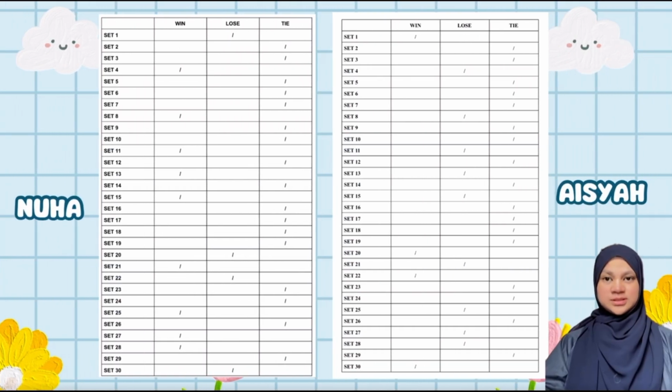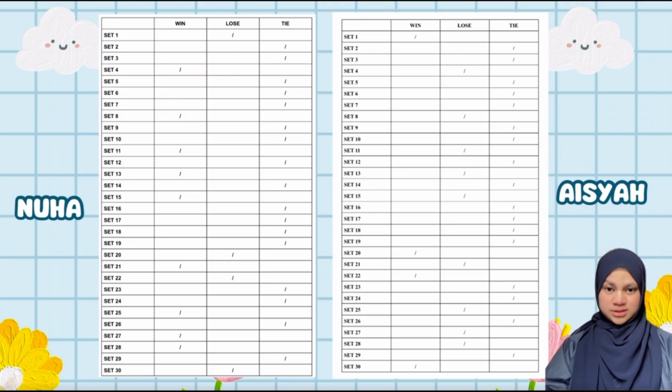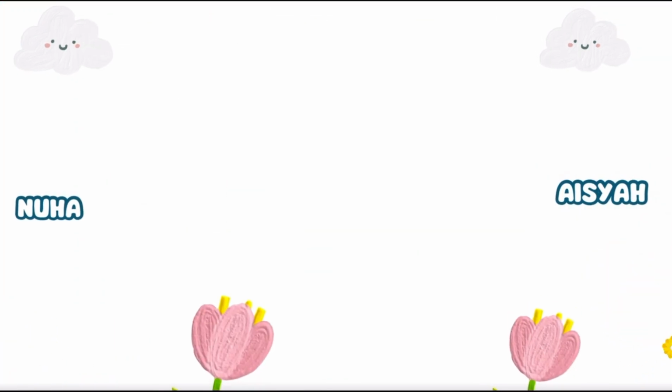There were 30 sets in total. For every set, we recorded whether Nuha or Aisyah won, lost or tied. Since it's a head-to-head game, Nuha's win means Aisyah's loss, and vice versa. If the game ended in a draw, both players are marked as a tie.